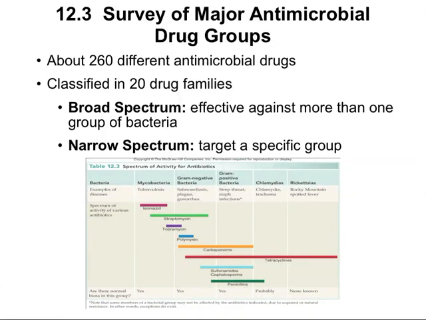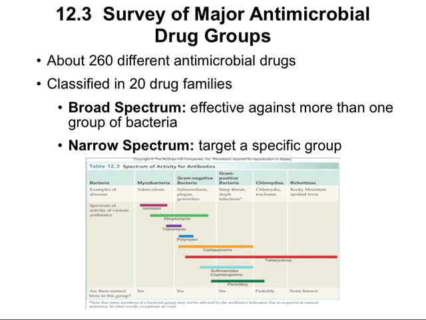So there are loads and loads of antimicrobial drugs that are marketed in the US. There are a vast number of names for all of these. But truth be told, all of them are variants of a small number of drug families. So of about the 260 different antimicrobial drugs that we use, they're classified into about 20 different drug families.